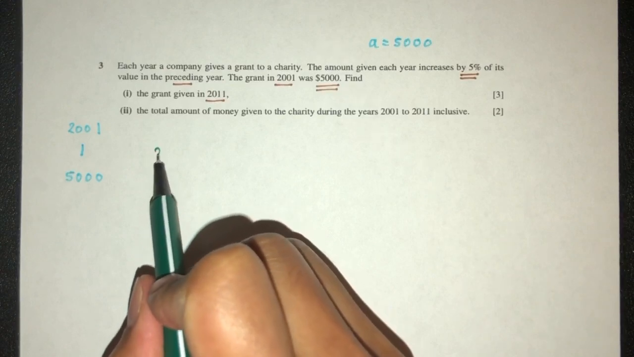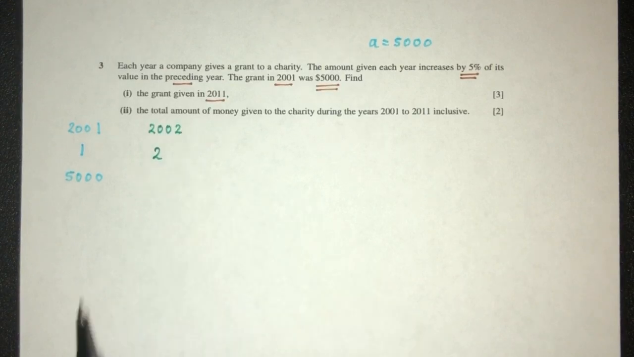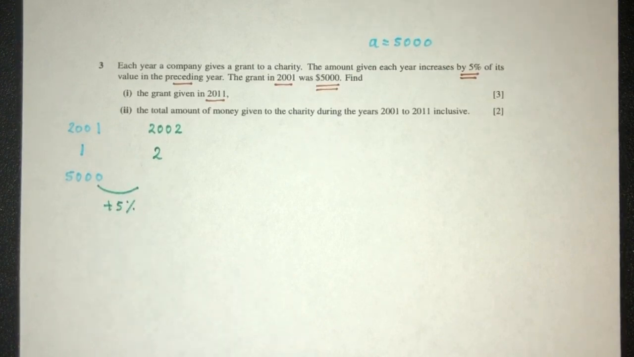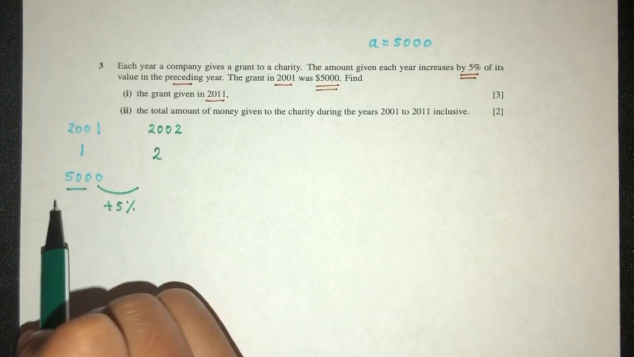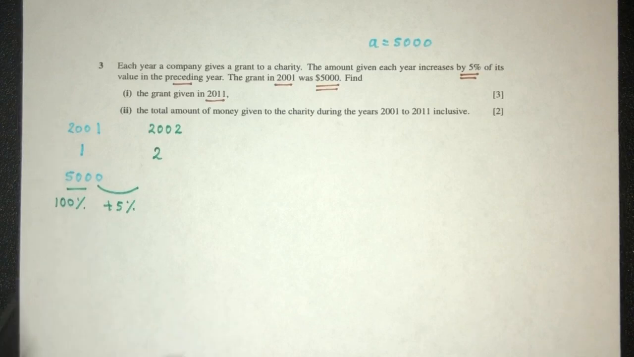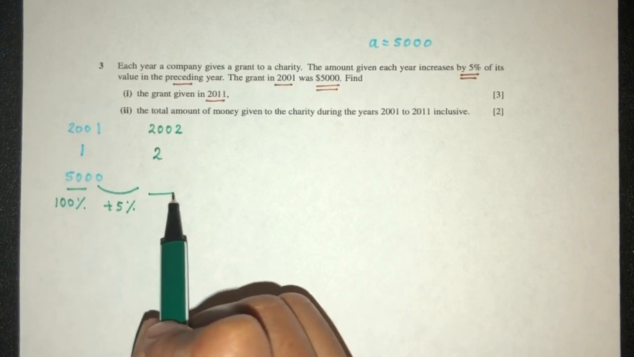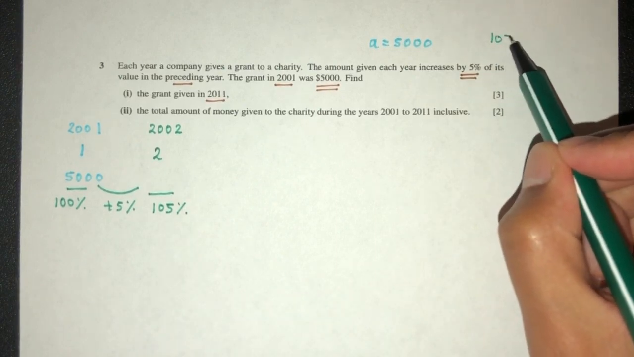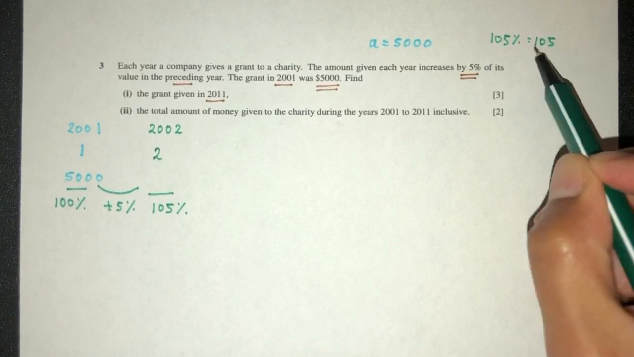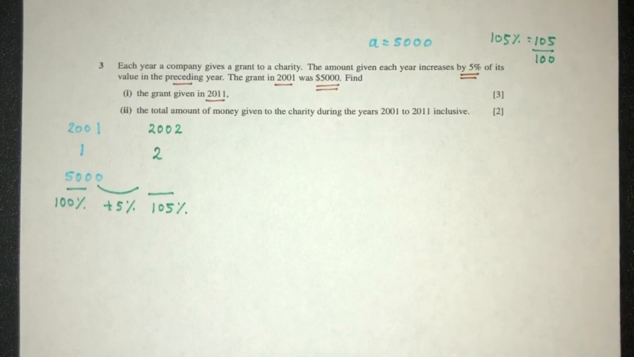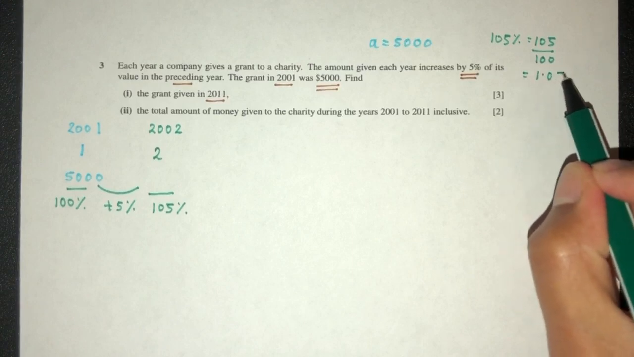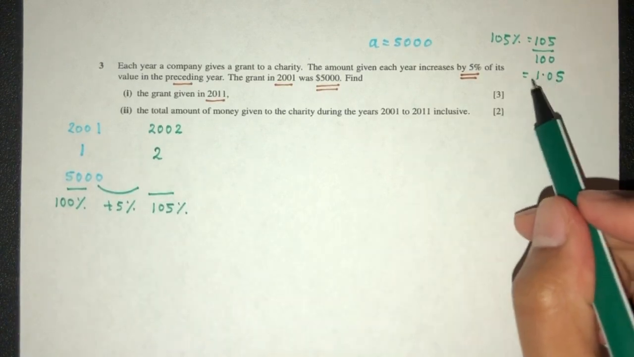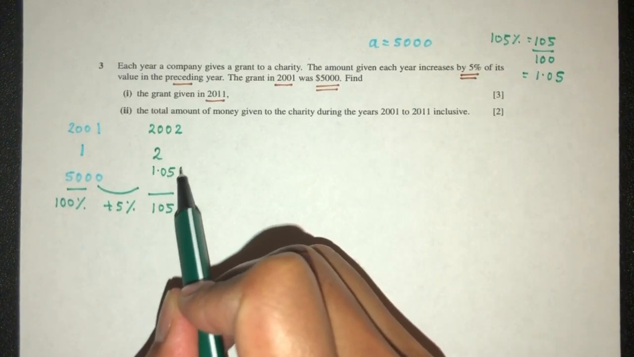Now, we understand that the next year, the second year, 2002, it would increase by 5%. The way we look at this is the initial amount we regard as 100%. Increased by 5%, this will be 105% of the initial amount. What is 105%? It is 105 divided by 100, that is the definition of percentage. That will be 1.05. So the year 2002 will be this times the initial amount.